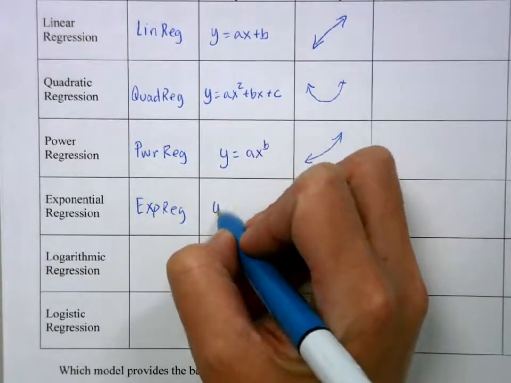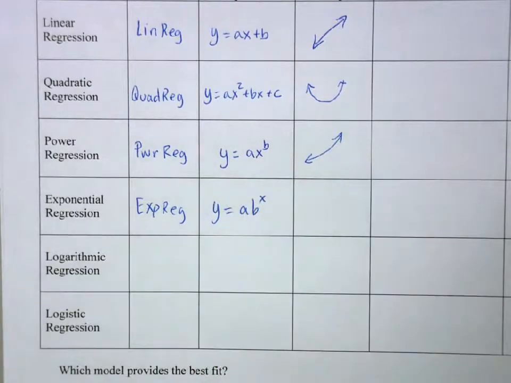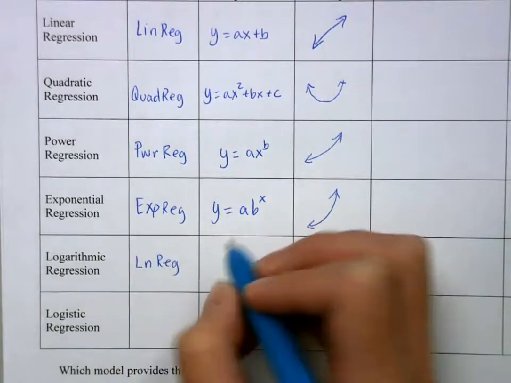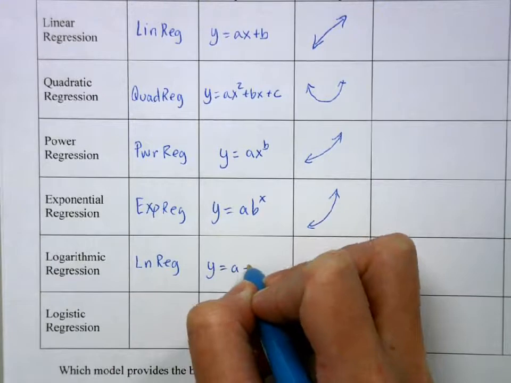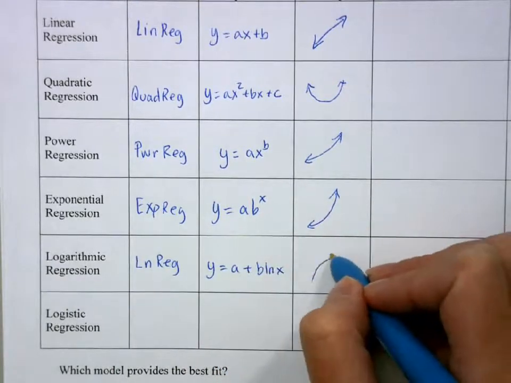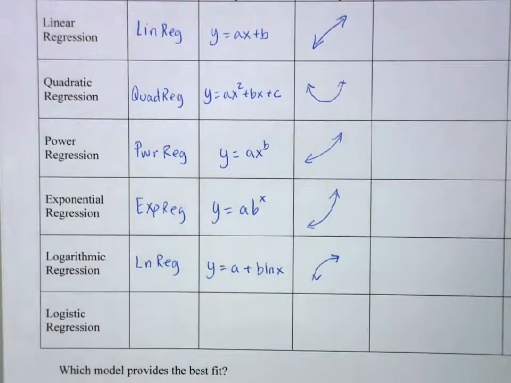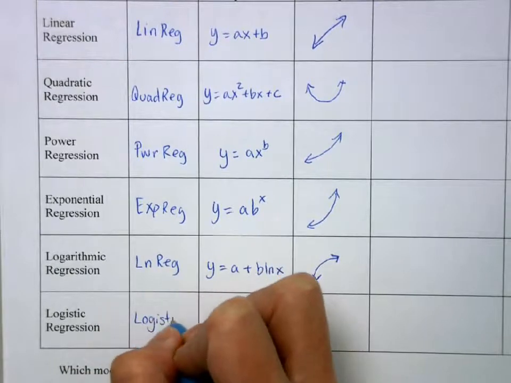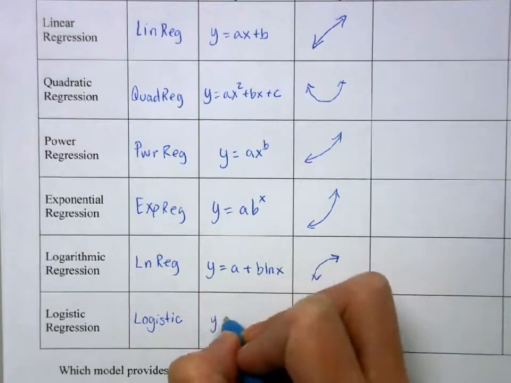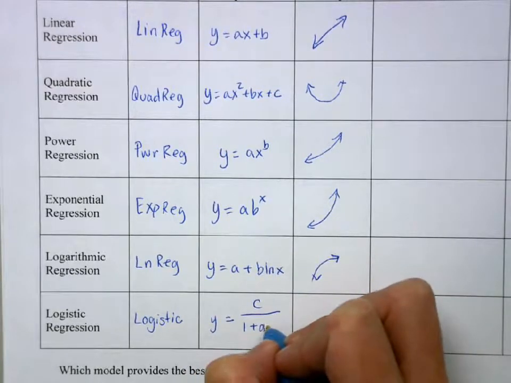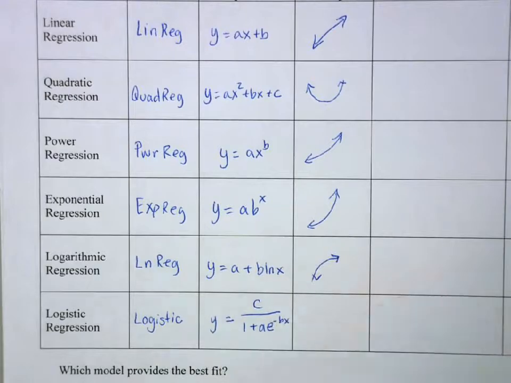a b to the x. Okay, we know what exponential growth looks like. Logarithmic is ln reg. y equals a plus b ln x. And that's something that grows, but starts growing slower as time goes on. And then logistic is logistic. Okay, and that's one where it starts off exponential but then levels off.